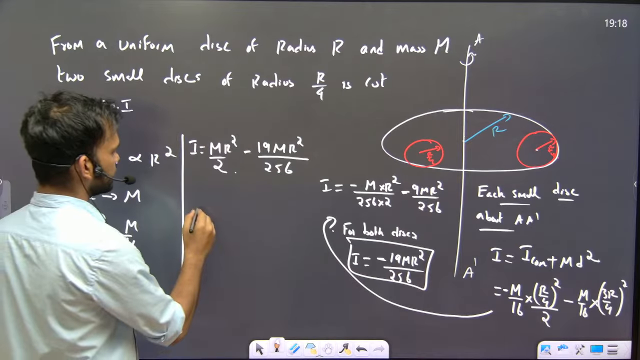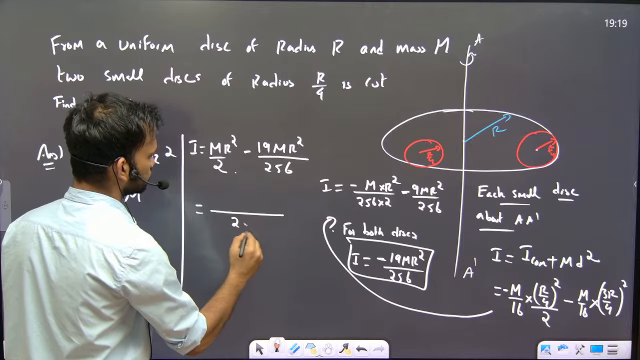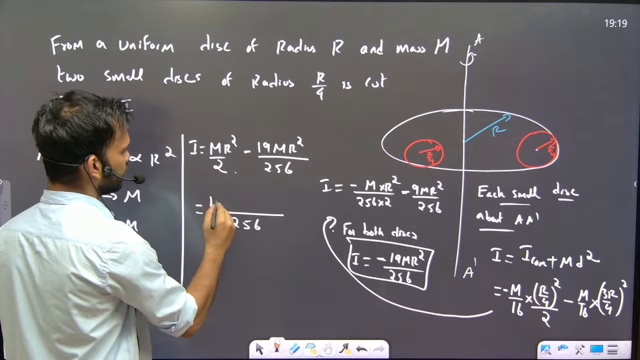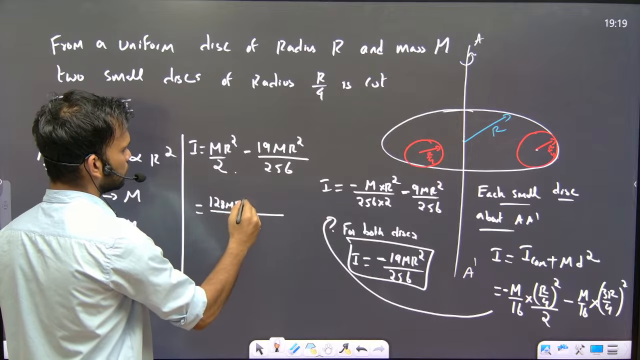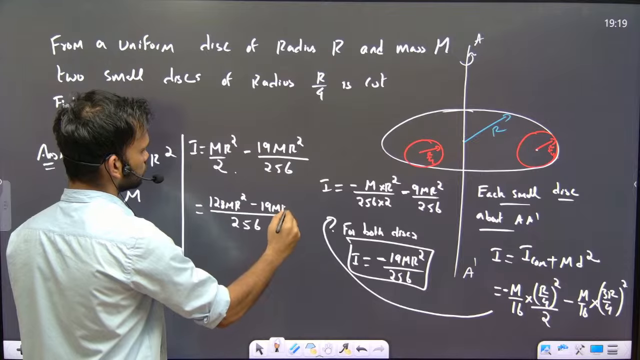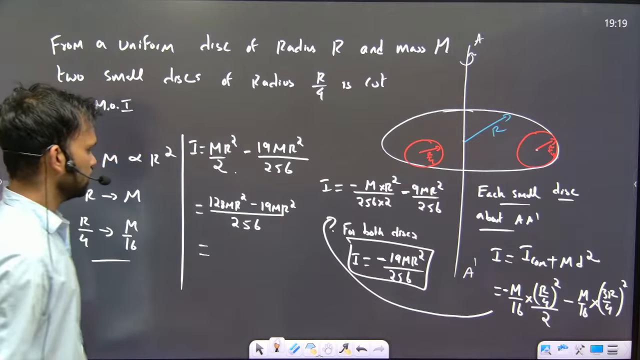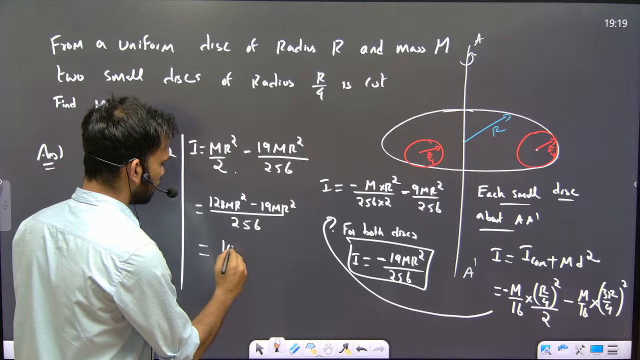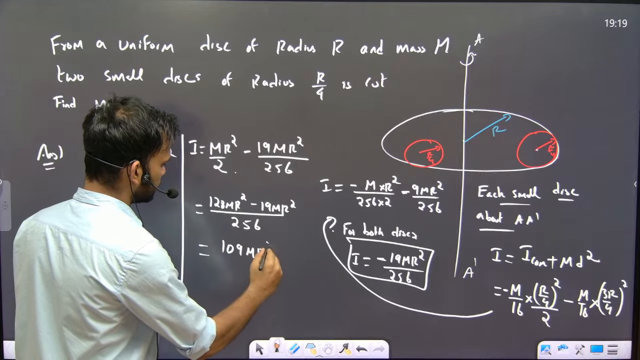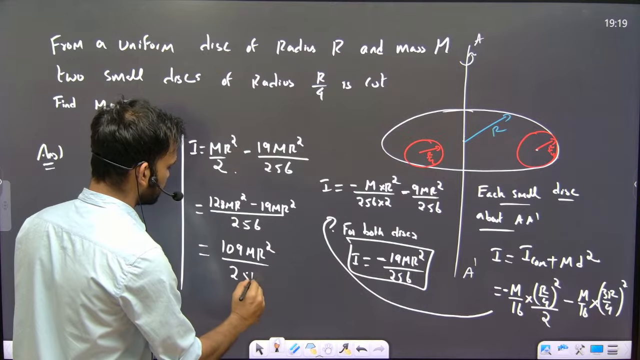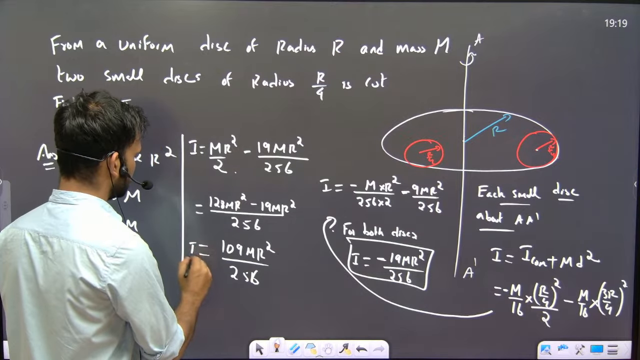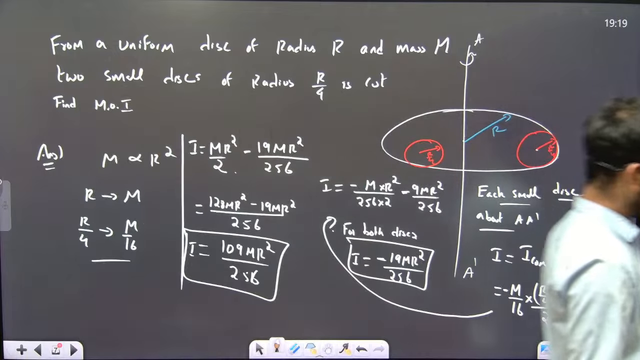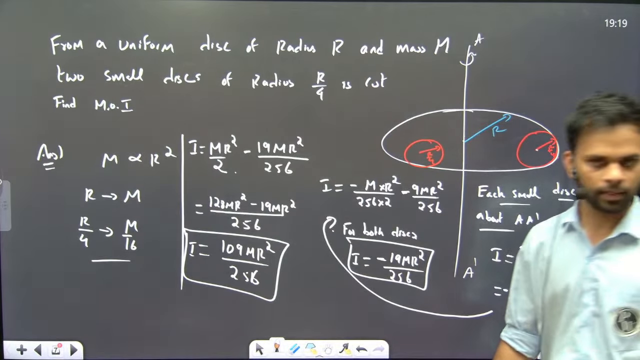So if I take the LCM here, it is 256, right? So the LCM is 256 here, 128 mr square minus 19 mr square. If you subtract these two, I'll get 109 mr square divided by 256. That's the moment of inertia, right? Just the procedure. If you know the procedure, it's kind of straightforward, right?